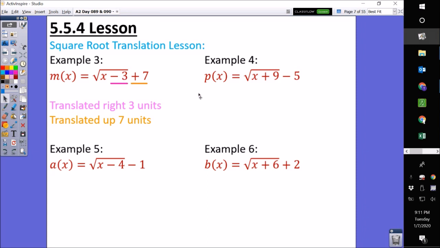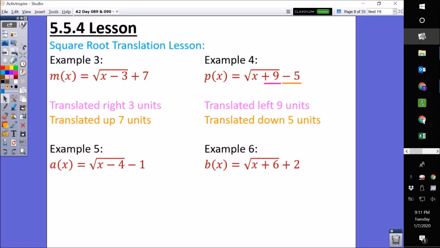Now moving on to example 4, we have p of x equals the square root of x plus 9 and then minus 5. So if you look closely, it looks almost identical to example 2. So here we have the plus 9 and the minus 5 in the same location as example 2, just a different form for the equation. So since it's almost identical with the same sign of the numbers, then we should have the same answer even though we have a different form for the equation.